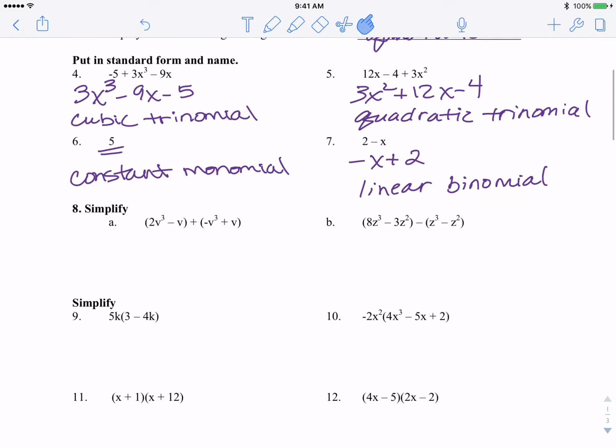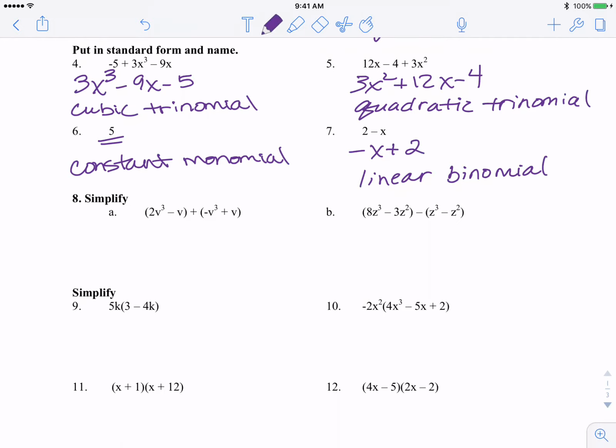Simplifying expressions in polynomials. These are combining like terms. Since there's just a positive sign here, that's not going to change anything by distributing a positive 1. So I can go right into combining my like terms. Some like terms I see are this 2v cubed and negative v cubed. And then I also have some like terms of negative v and positive v. So when I combine my 2v cubed and negative v cubed, remember that's like a negative 1v cubed. So 2v cubed plus negative 1v cubed is now 1v cubed, or just v cubed. And then negative v plus v cancels each other out. So my final answer is just v cubed.